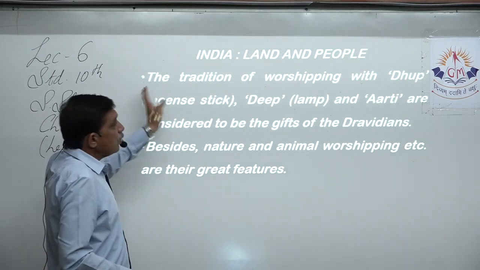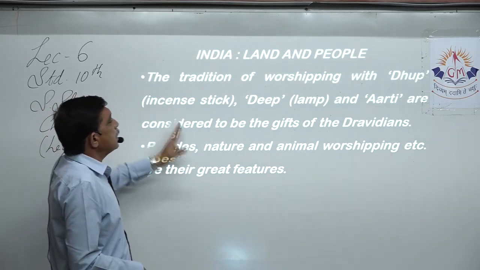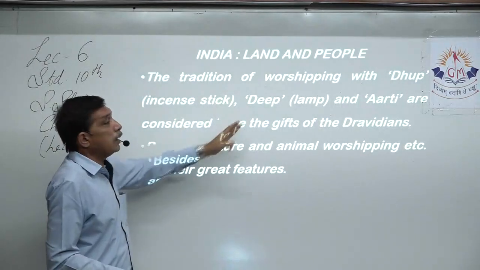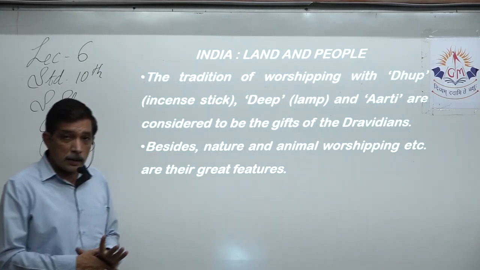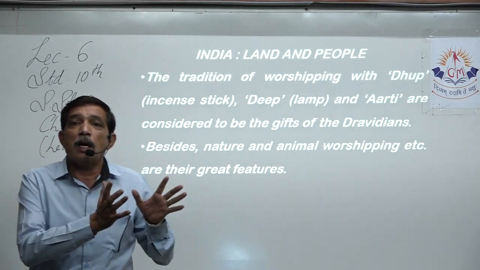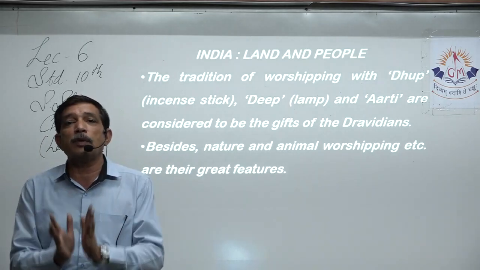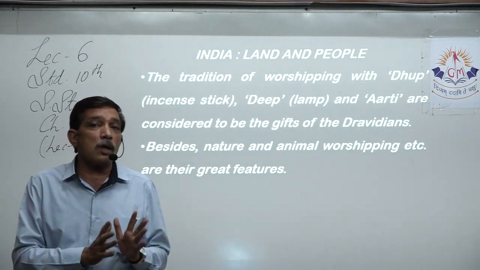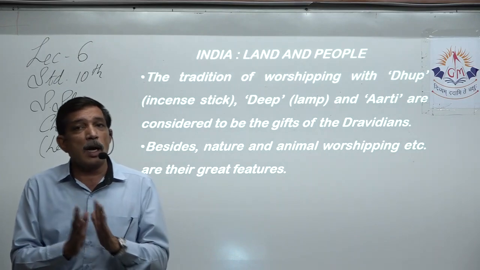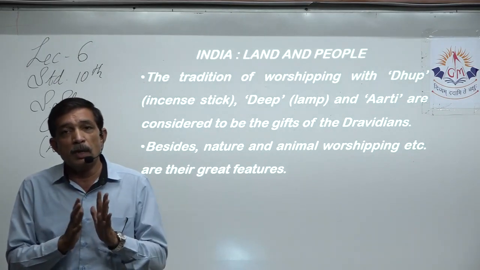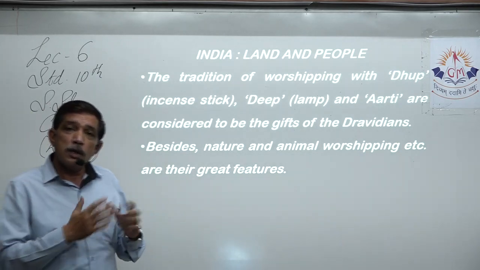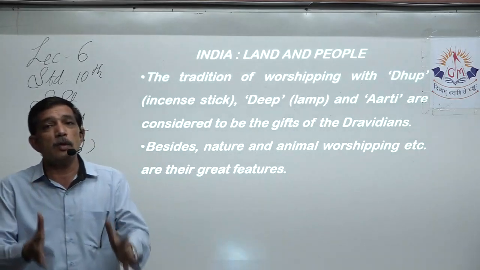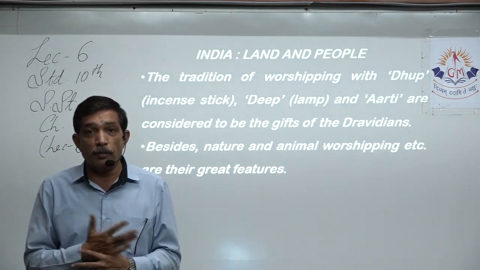The tradition of worshipping with dhoop, that is incense sticks, deep, that is lamp, and arti are considered to be the gifts of the Dravidians. Now that is a component of the concept that we received. Now what was the concept? They treated their mother as goddess, father as God. Slowly the thought of Shiva and Parvati came into existence. Now you are worshipping them. Right?